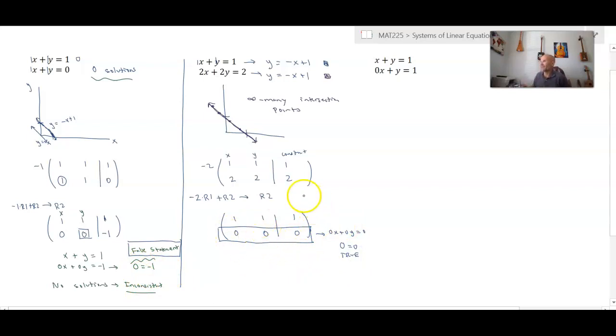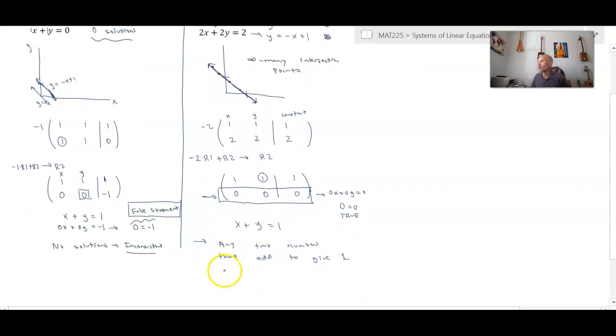Unfortunately, there's nothing else that I can do because I can't pivot off of the second row to allow me to cancel out the 1 in the first row. Because again, I can't multiply by 0 by any quantity in order to add it to 1 and get 0. So this system is done, and this is the best that I can do. So the first equation really just reads x plus y equals 1. And what this means is that any two numbers that add to give 1 are solutions.